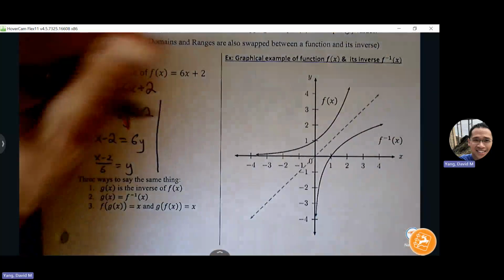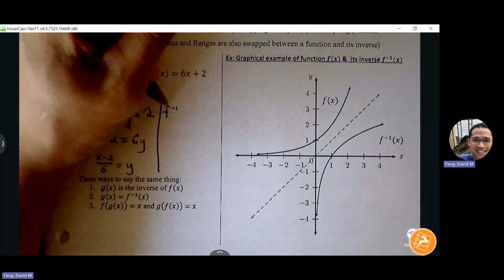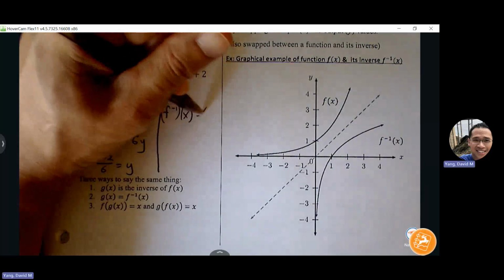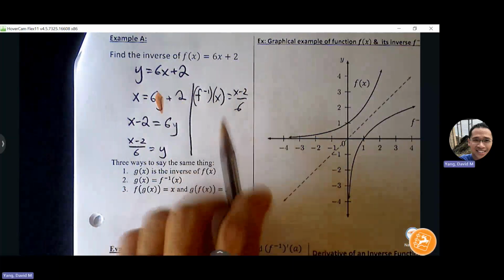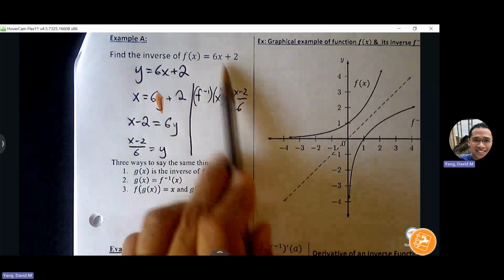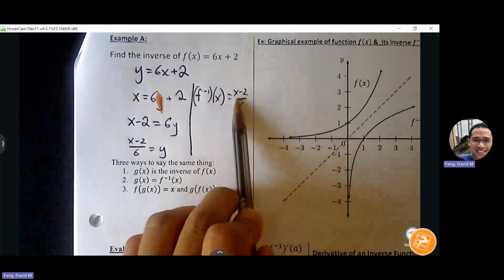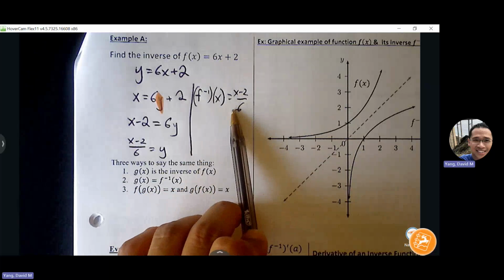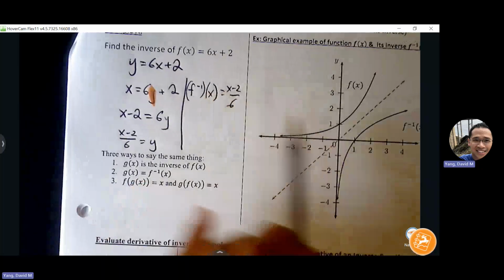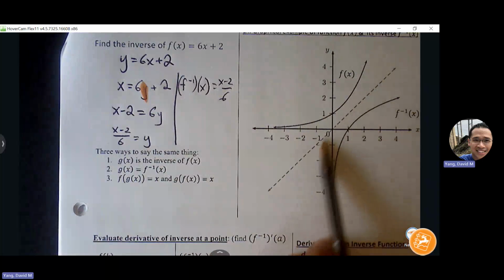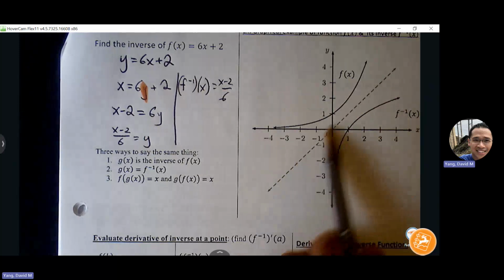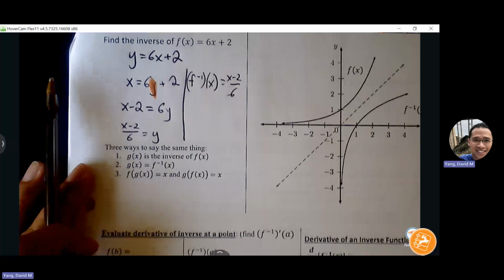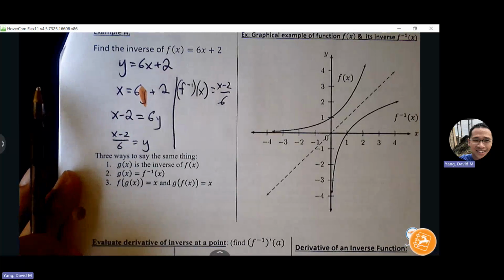The way we can write this as an inverse function is f inverse of x equals x minus 2 over 6. This is just a notation to show that I'm now in the inverse function of this f of x. So if I were to insert one into the other, or insert the 6x plus 2 into the x, everything will cancel out, and what's left is just x. And x is exactly what's left over here. So if I plug one into the other, basically everything cancels out. I'm just left with this y equals x, this dividing line between the function and its inverse.